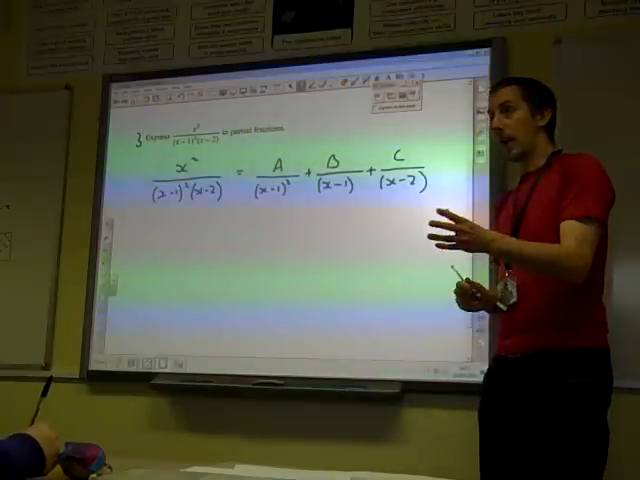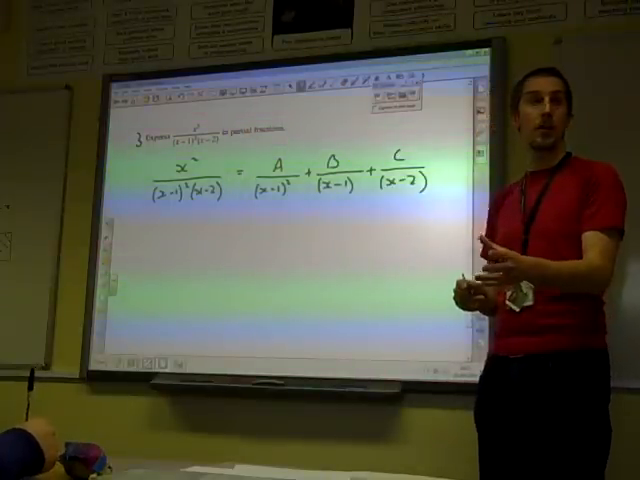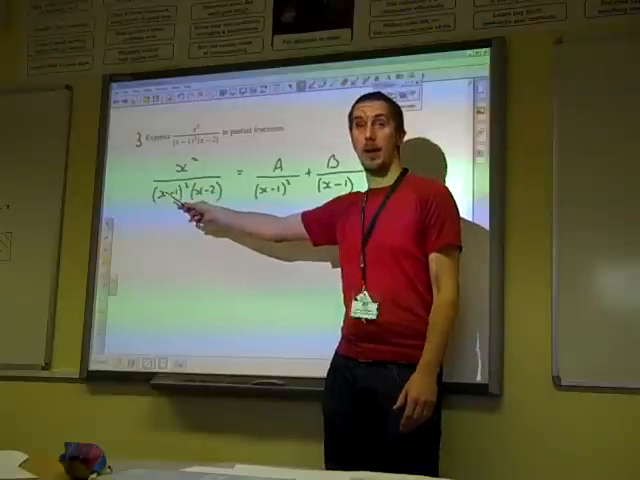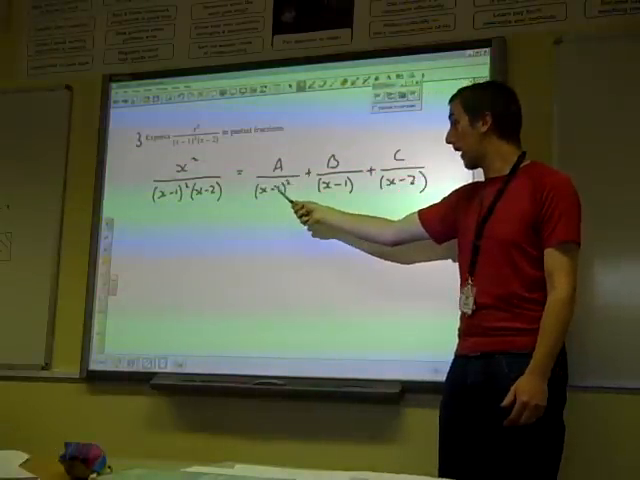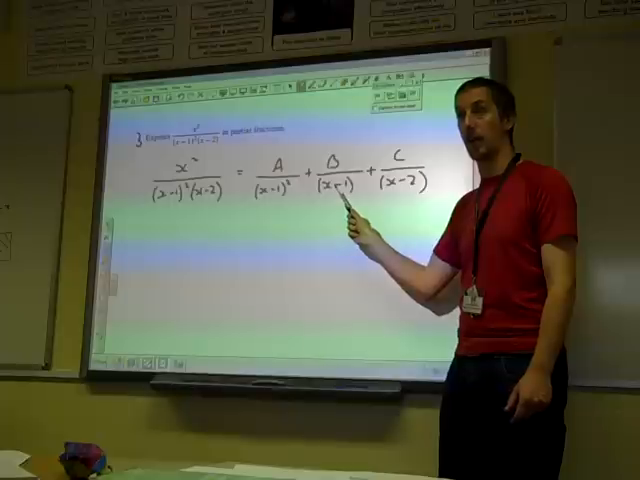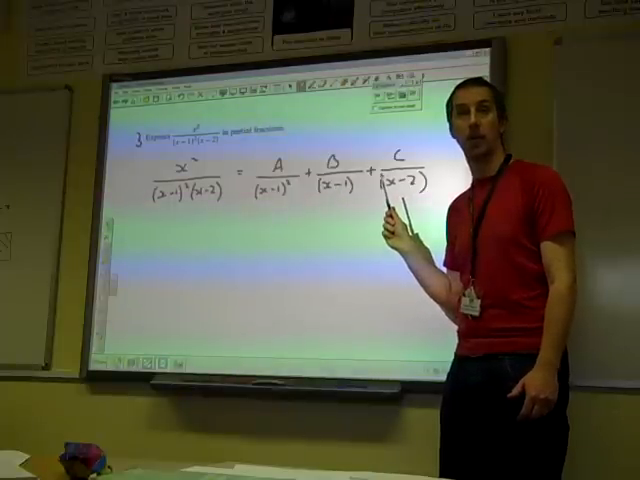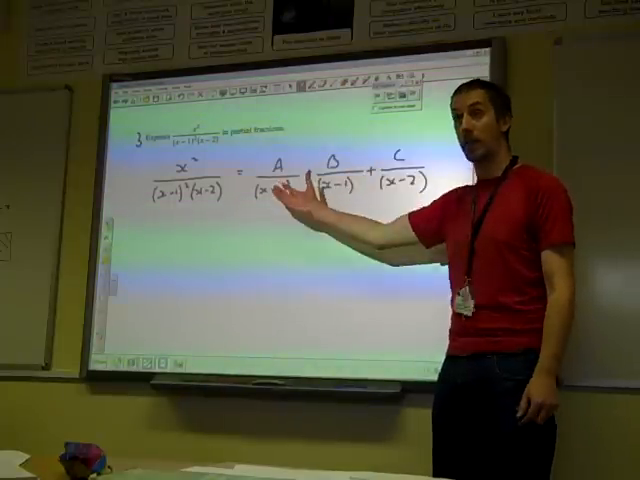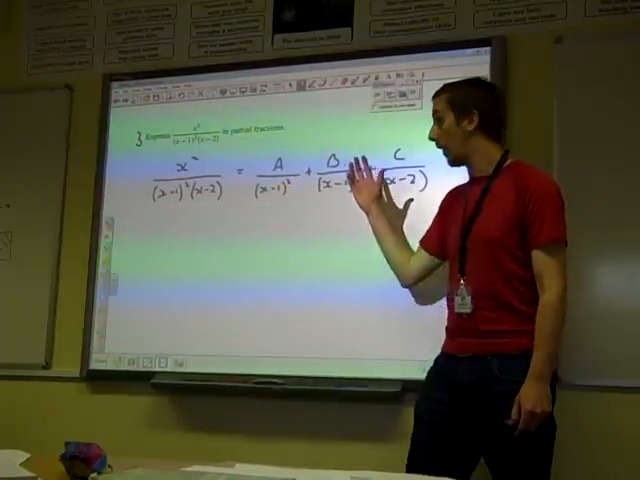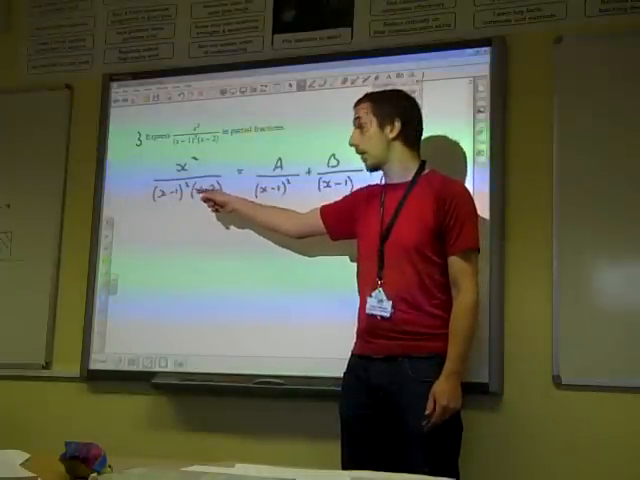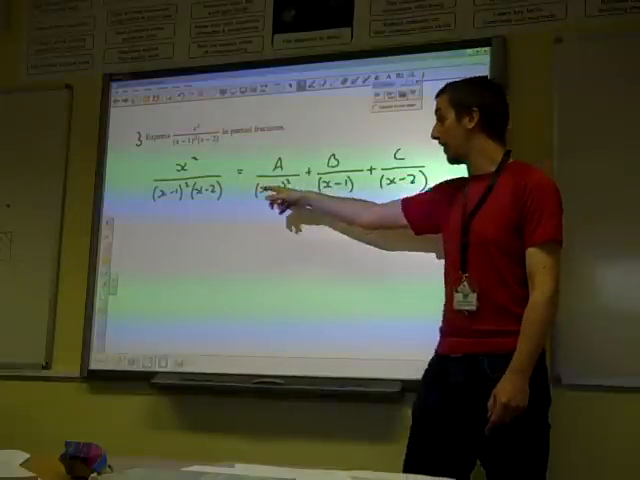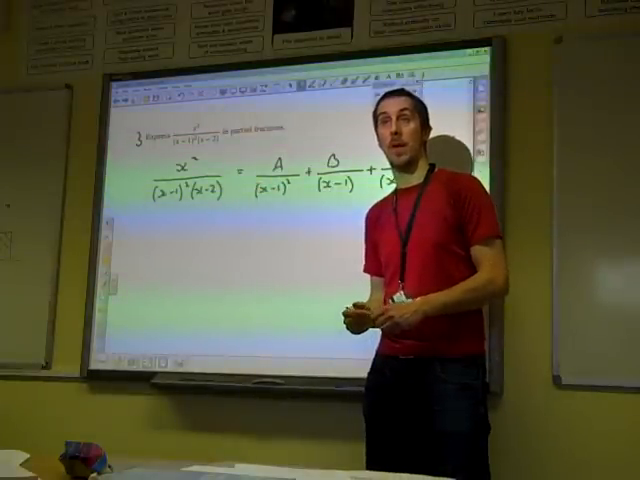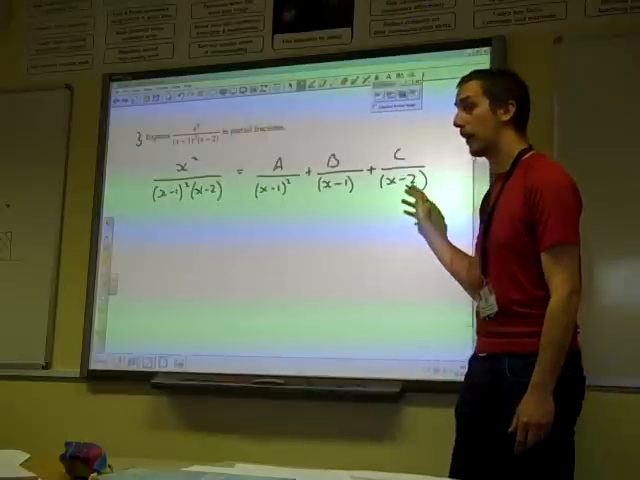You must just remember that if you have a squared bracket on the bottom of your fraction, you need to have it both in squared form and as a single bracket when you expand the partial fractions. If we were to put this over a common denominator, the smallest thing that all three of these expressions go into is x minus 1 squared, x minus 2. So that's why we have to have all three.